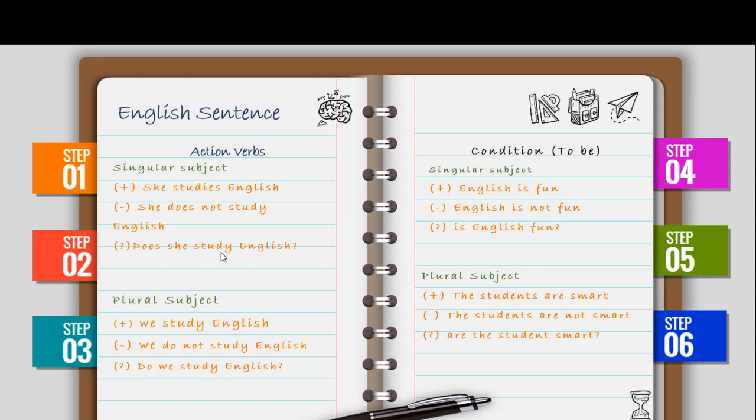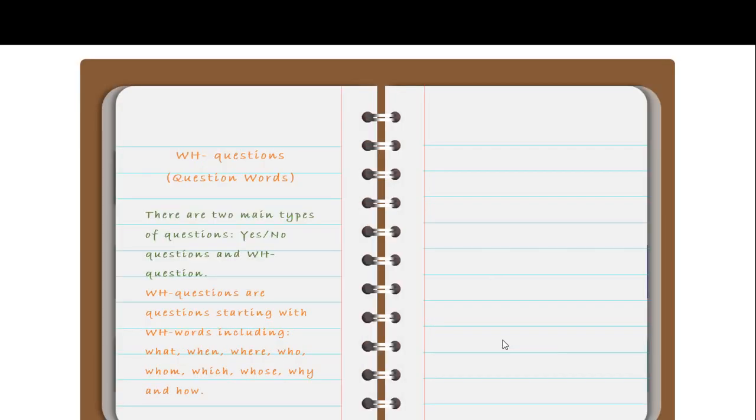Does she study English? Yes, she does. Or do we study English? Yes, we do. Or is English fun? Yes, it is. Are the students smart? Yes, they are. So, okay, I think that's enough for the basic information. Just move to the core material that we have.